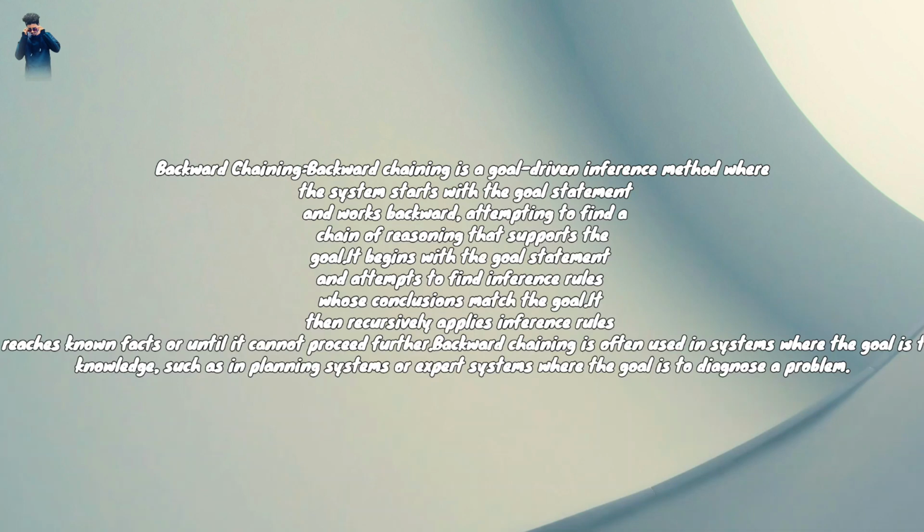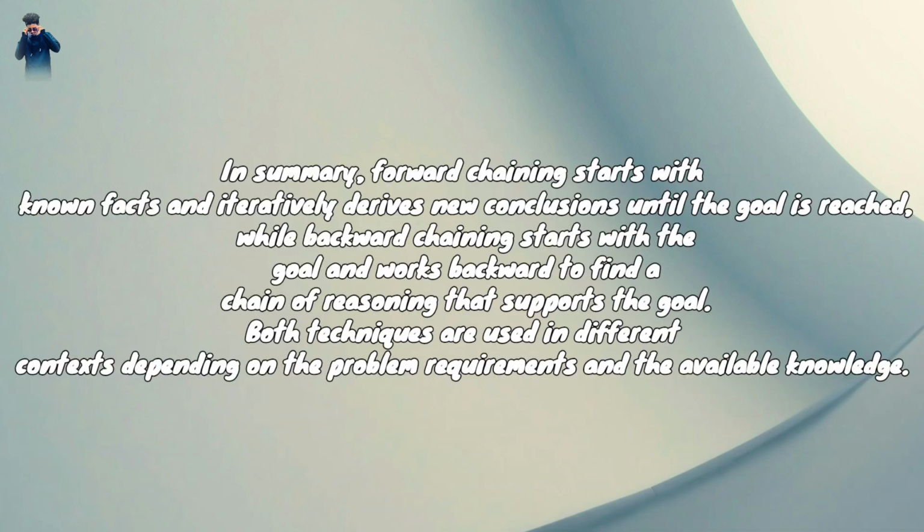Backward chaining is often used in systems where the goal is to determine whether a specific goal statement can be derived from the available knowledge, such as in planning systems or expert systems where the goal is to diagnose a problem. In summary, forward chaining starts with known facts and iteratively derives new conclusions until the goal is reached, while backward chaining starts with the goal and works backward to find a chain of reasoning that supports the goal. Both techniques are used in different contexts depending on the problem requirements and the available knowledge.